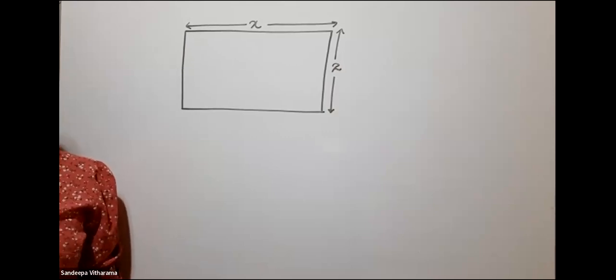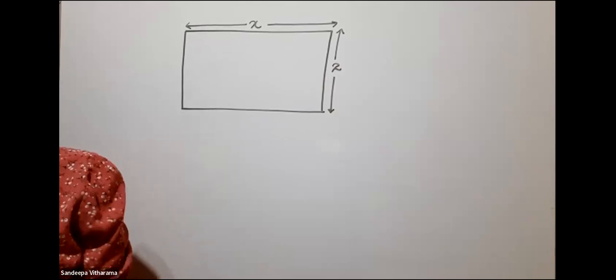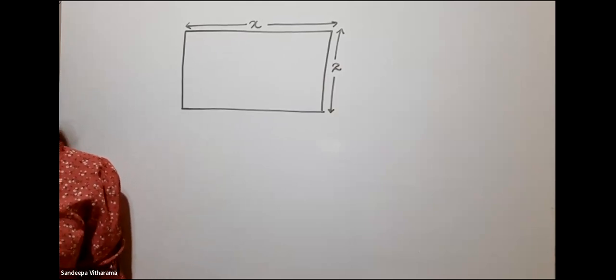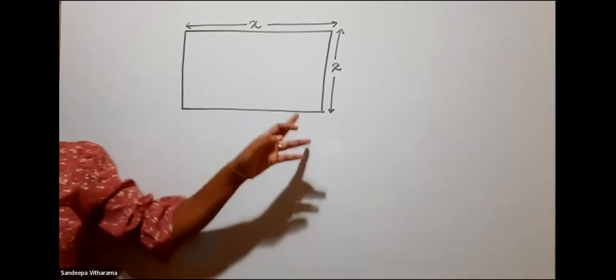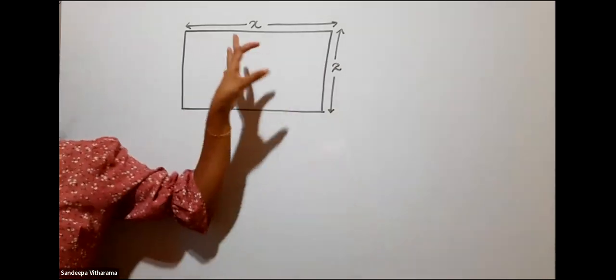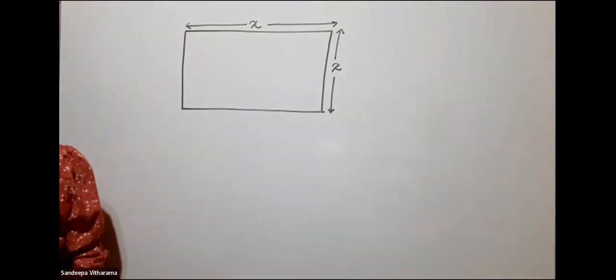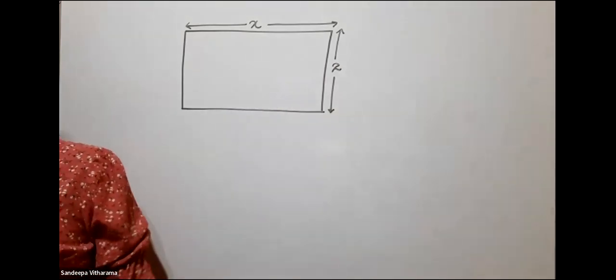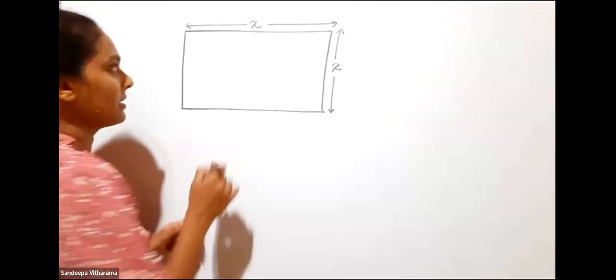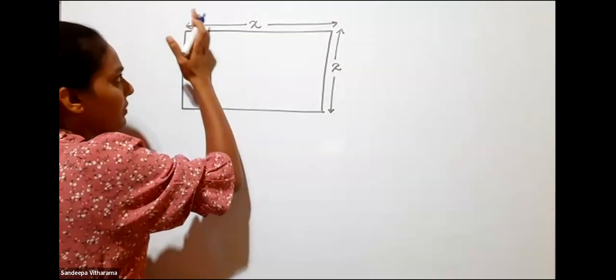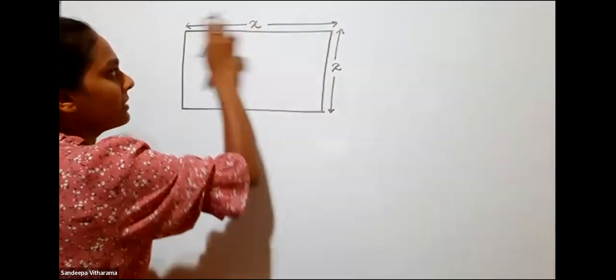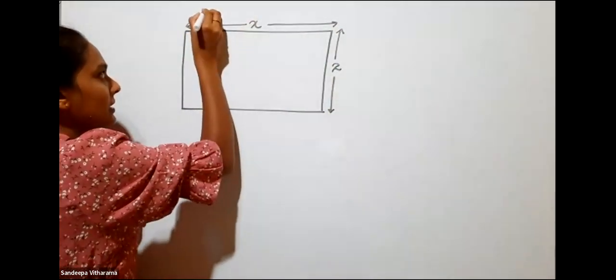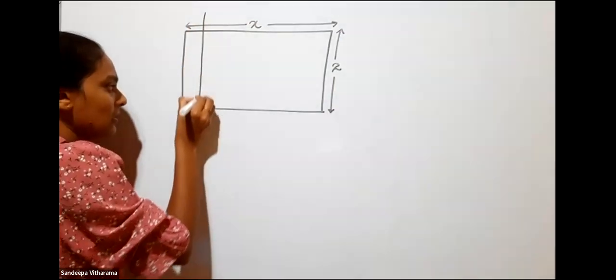Look at what they have given. A rectangular flower bed of length x meters and breadth 2 meters is shown in the figure. Yes, 2 meters are reduced from the length. It can be from this side or this side, it doesn't matter. Anyway, it should be from the length. 2 meters.